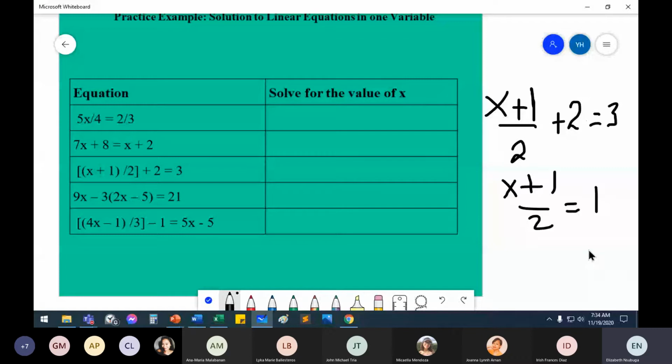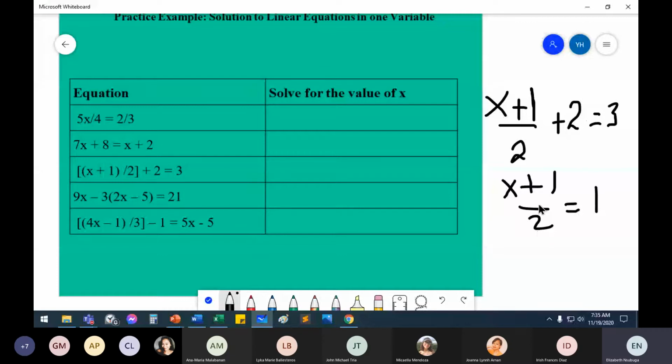So where am I aiming? The objective is to isolate the variable. So I need to isolate x, but it's divided by 2. So what am I going to do? Remove the 2. Use the multiplication property. I'm going to multiply each side by 2.